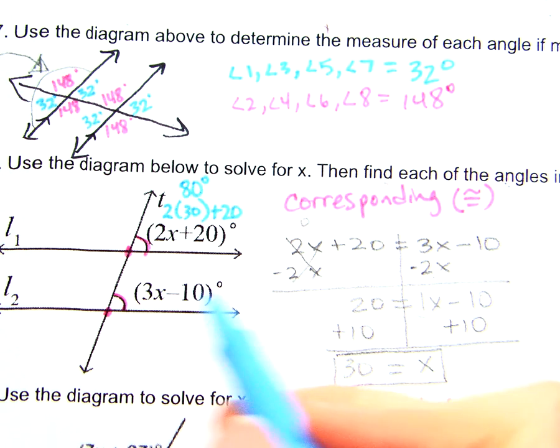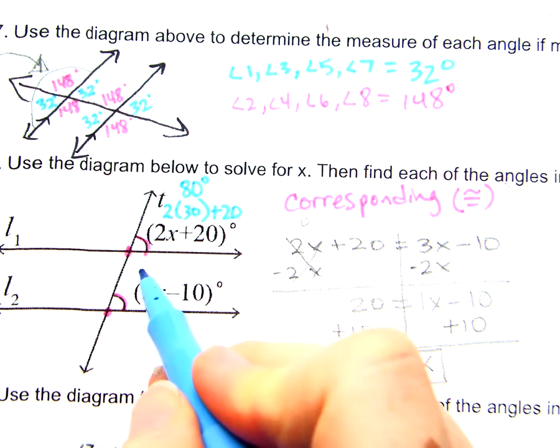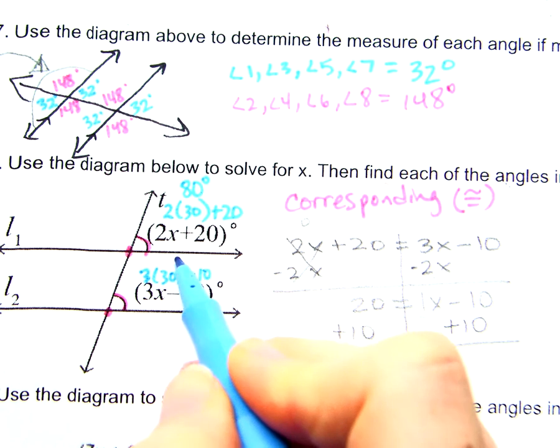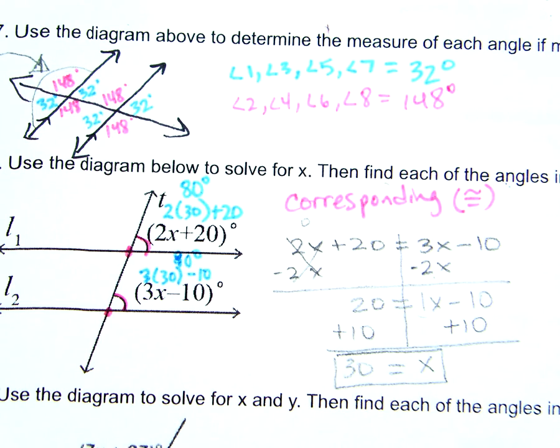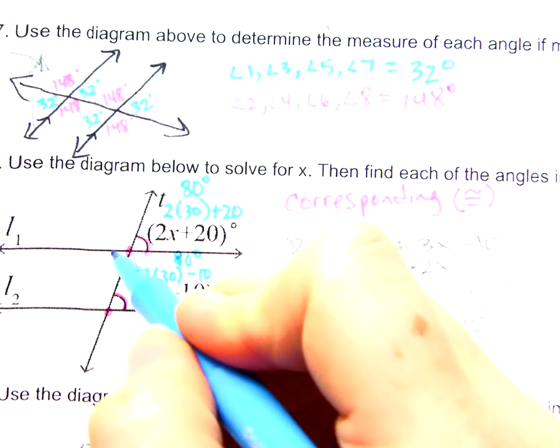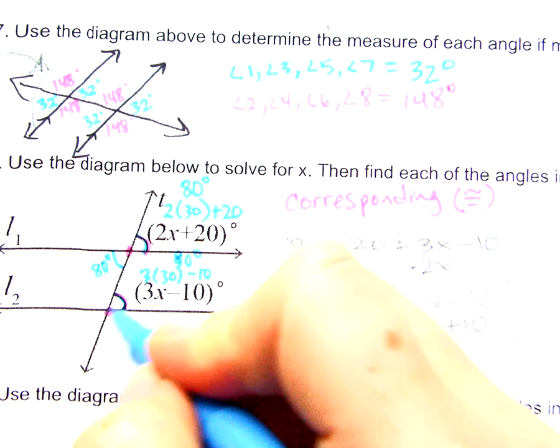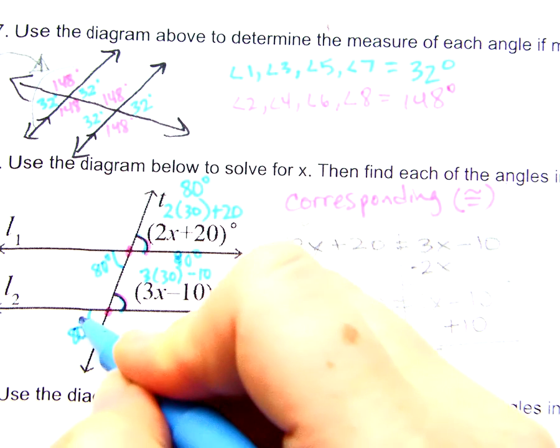And if I plug 30 in here, I should get the same exact answer. So 3 times 30 is 90. 90 minus 10 is 80 again. Just a little confirmation that I did my math right. And then I can label this acute angle also 80 degrees and this acute angle also 80 degrees.